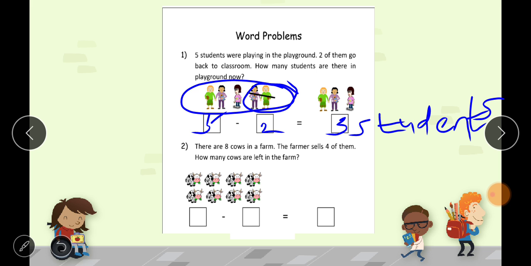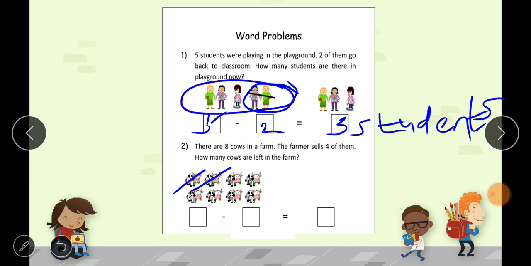There are 8 cows in a farm. The farmer sells 4 of them. How many cows are left in the farm? Look at the cows. There are 8 cows in the farm. Now the farmer sells 4 of them. So we have to cross out 4 of the cows. Let's go.